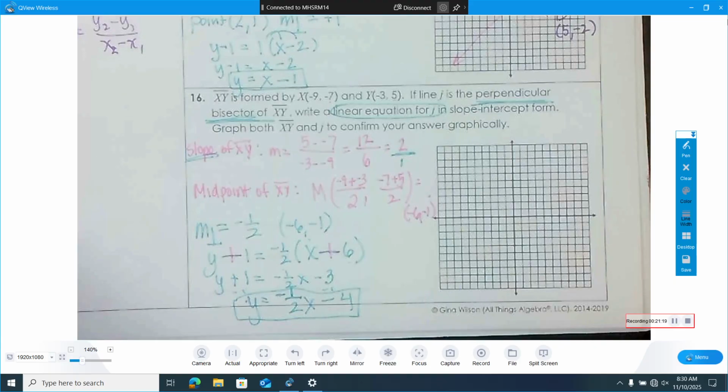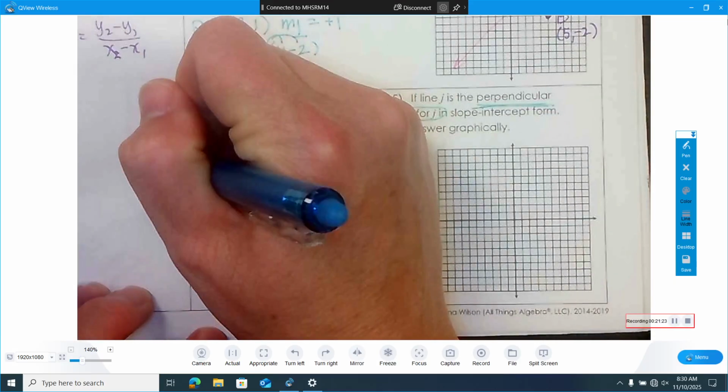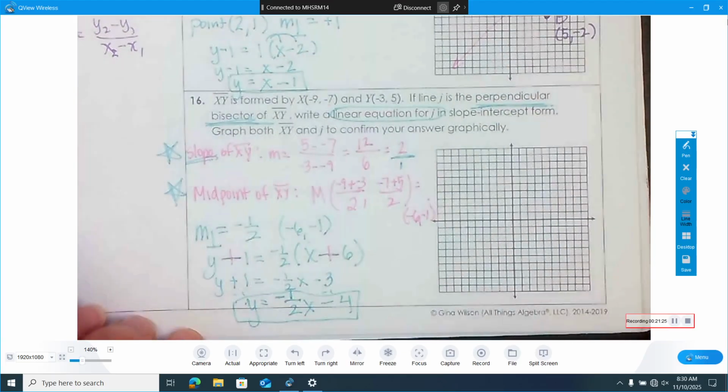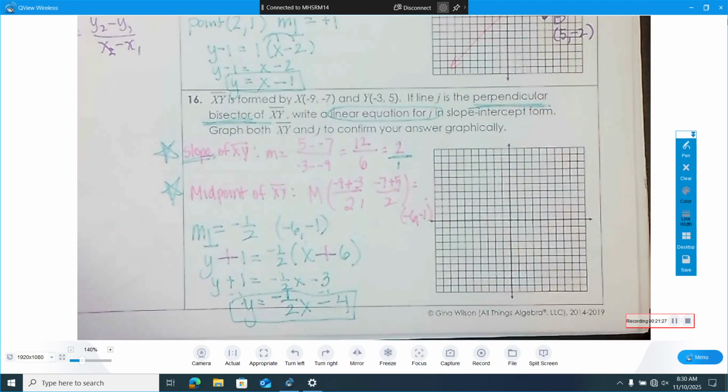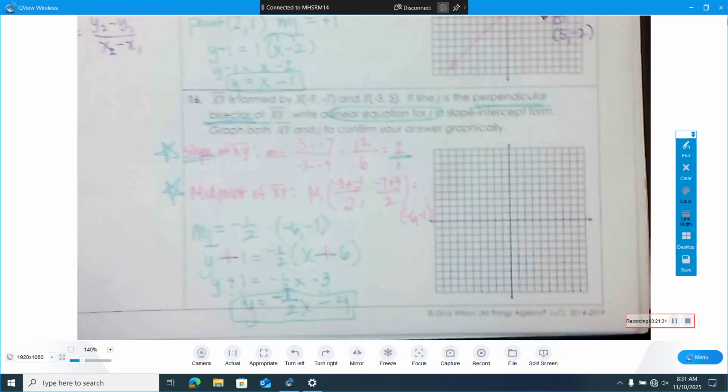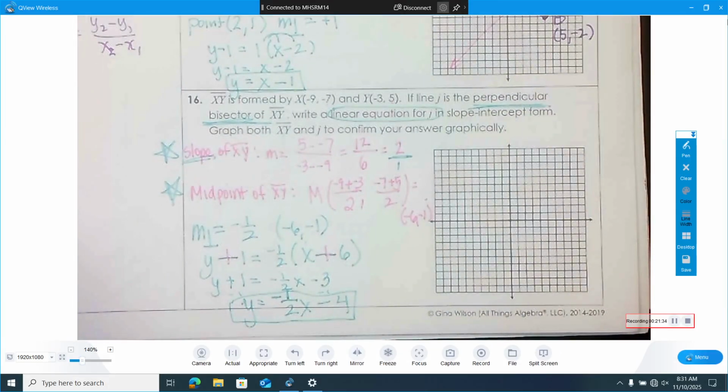All right, keep those notes handy, okay, because you need the slope and the midpoint of your segment. All right, ladies and gentlemen, you have a Delta Math, and I'm also going to open up your review. So when you finish your homework, you can start the review.